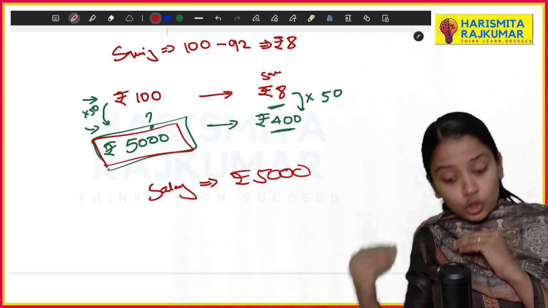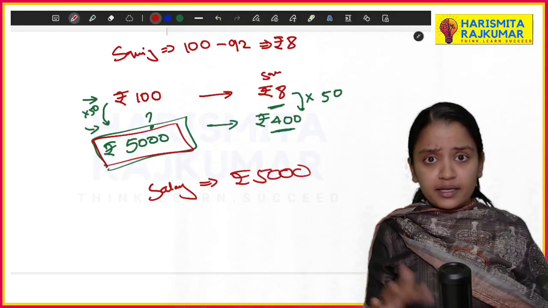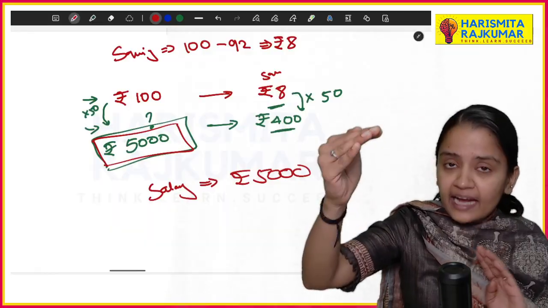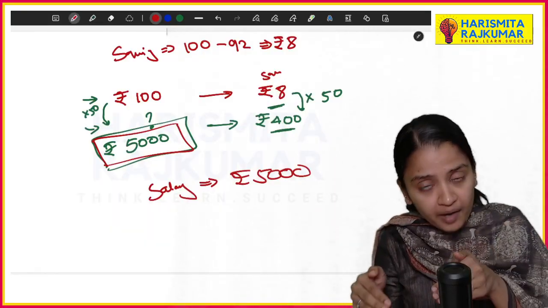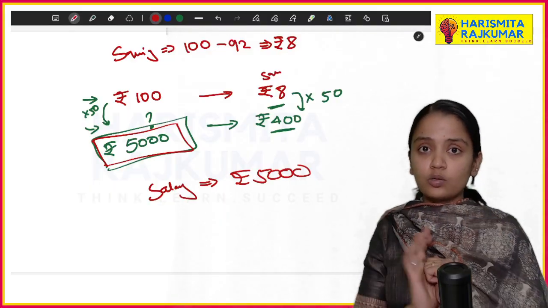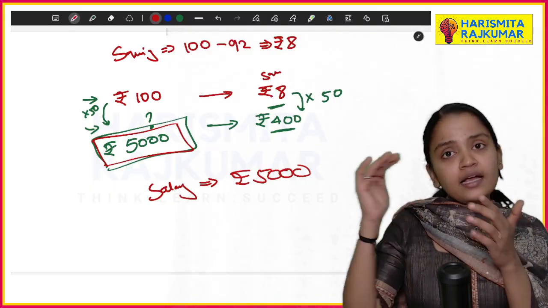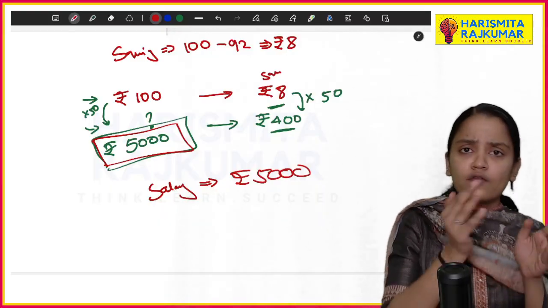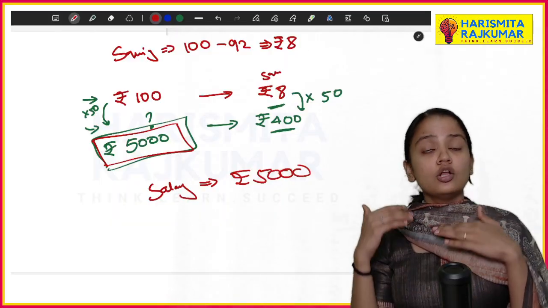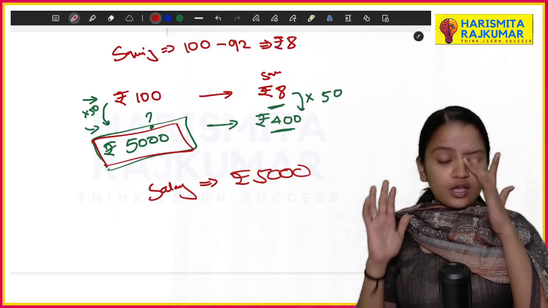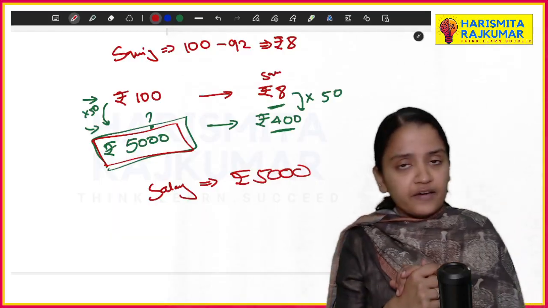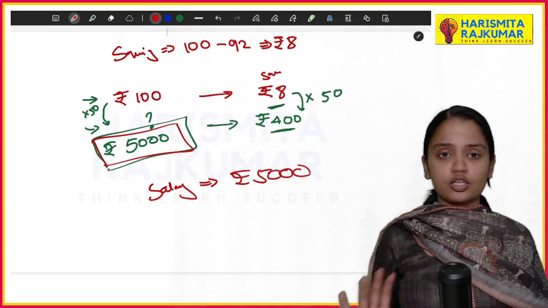But you have to see the original salary. For the original salary, they're telling 400 rupees is saved. So 8 for 100 means then 400 will be for what? That is the question. If you find 8 into 50 gives you 400, it is just 50 times bigger. Same way, for 100, 50 times bigger is 5,000. So he'll be able to save rupees 400 if his salary is 5,000, if the same logic holds.